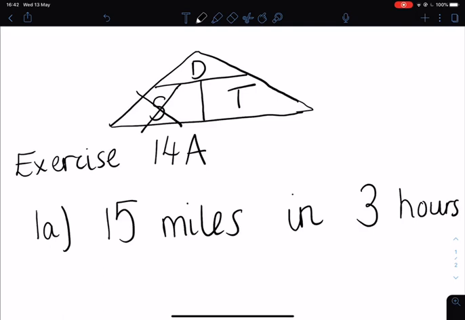Now, we know our distance is 15 miles and we know our time is 3 hours. Now, on our triangle, you can see that distance is above time. Now, when they're on top of one another, we normally take that to mean a division sign. So, to find the speed, we need to do the distance divided by the time.